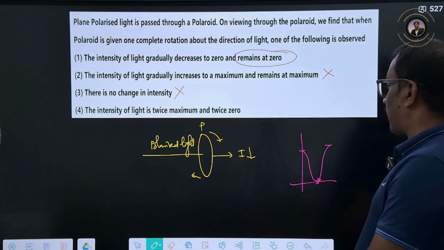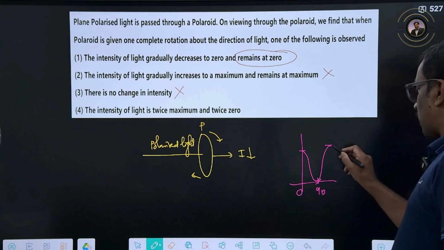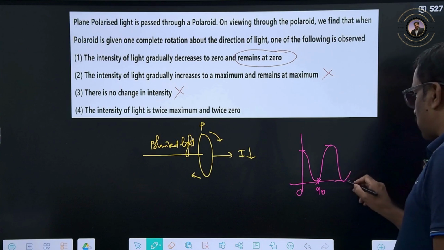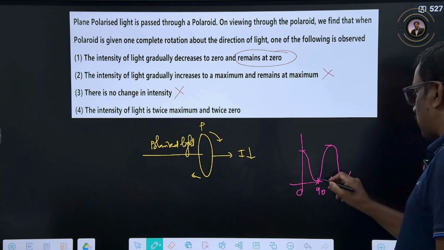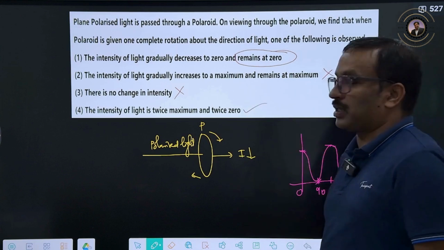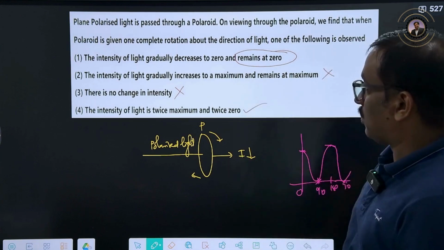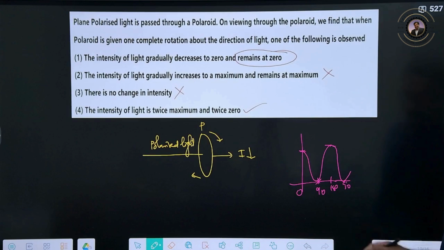So for one complete rotation, this is 0, this is 90 and this is 180, again this will be 360. Therefore this is 180, this is nothing but 360, therefore 2 times maximum, 2 times the minimum. So this will be the best correct option, no? So you can get it. Clear? Right? Now we'll go for one more question.